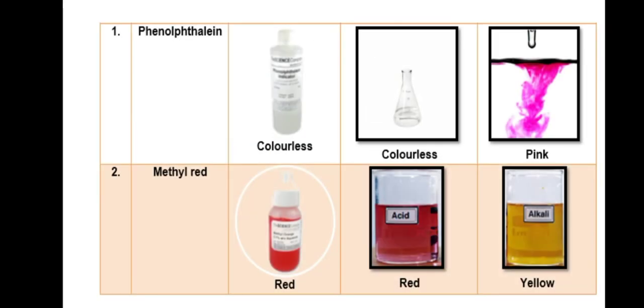Now we can see here the phenolphthalein. The original color of phenolphthalein is colorless. When it is added to acidic medium, it is colorless. In basic medium, it gives pink color. Methyl orange, original color is red. When it is added to the acidic medium, it is red. But when added to the basic medium, it gives yellow color.